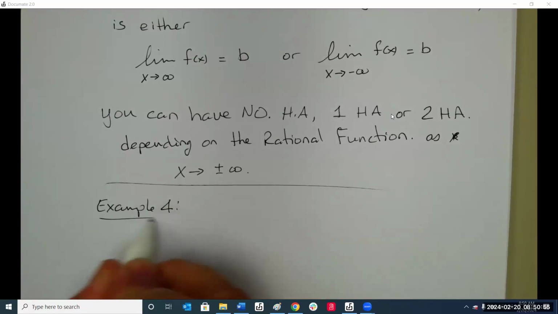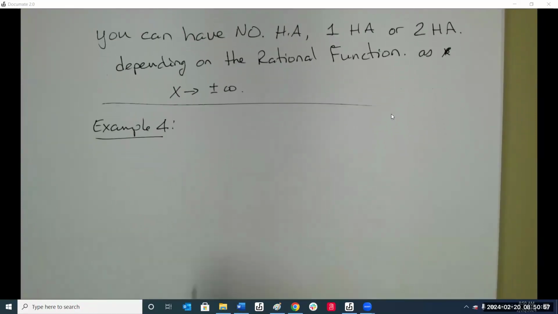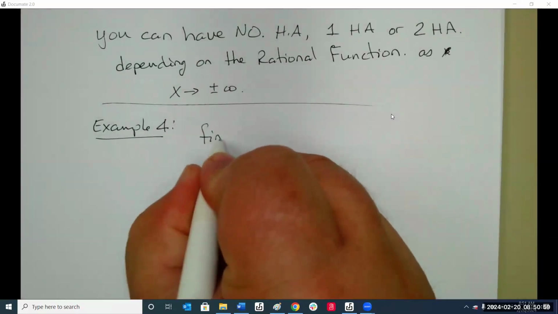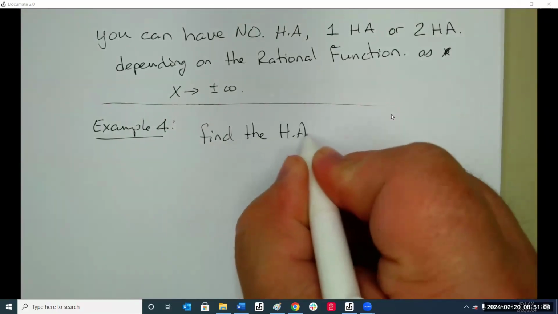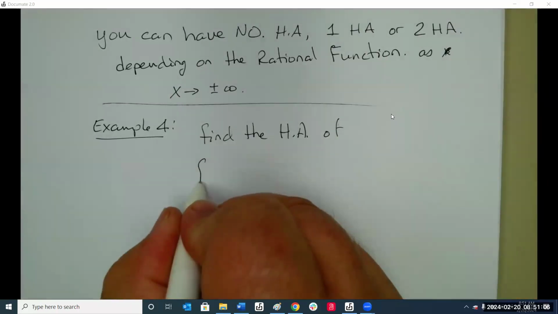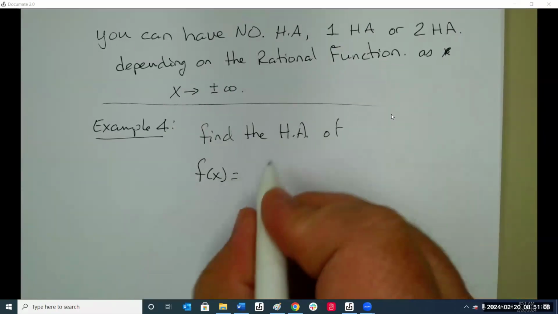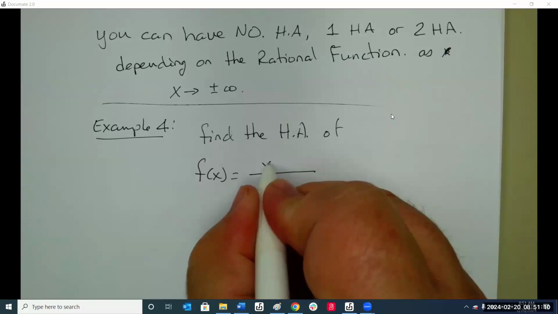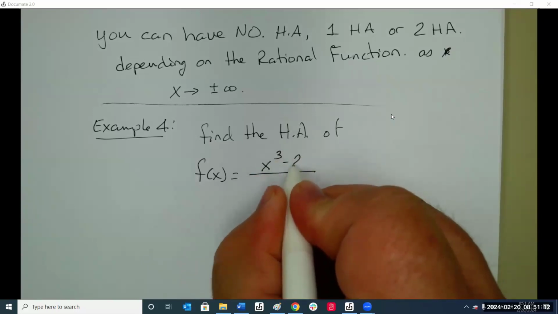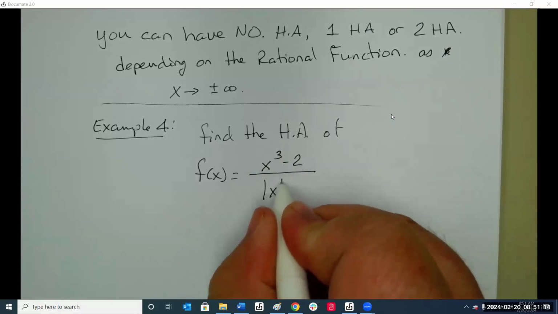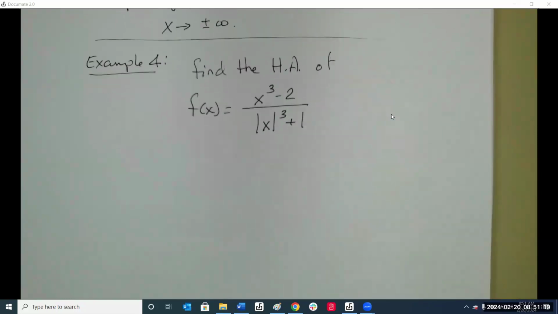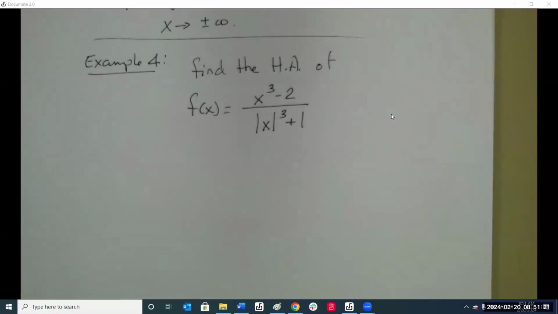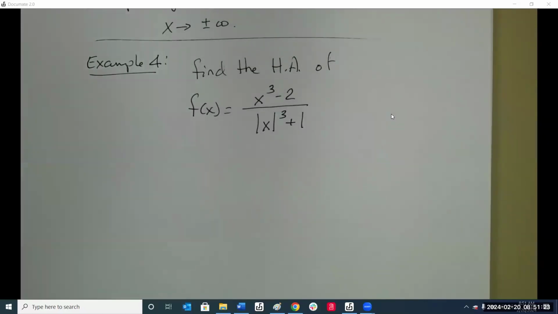Example 4. Find the horizontal asymptote of this function. So find that one. Next.